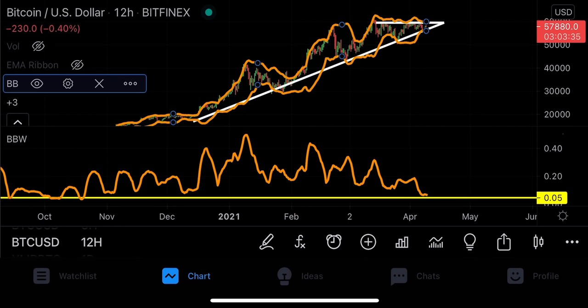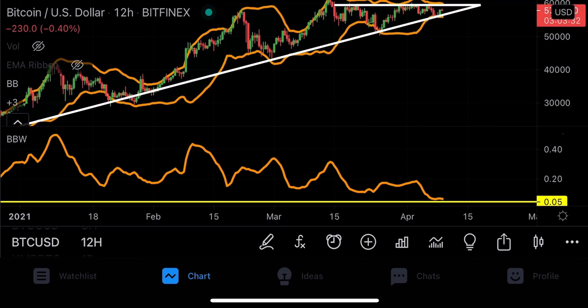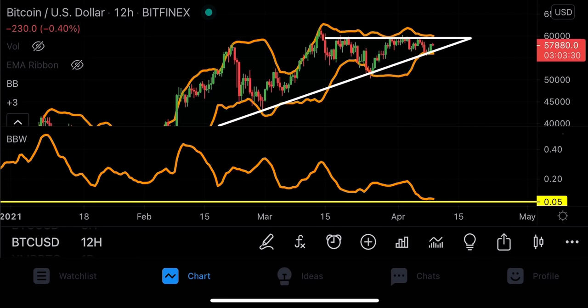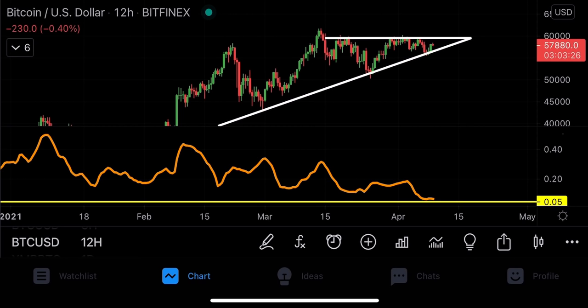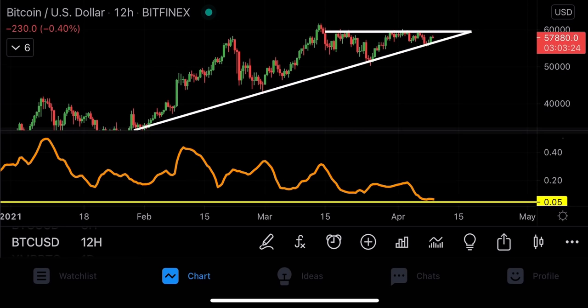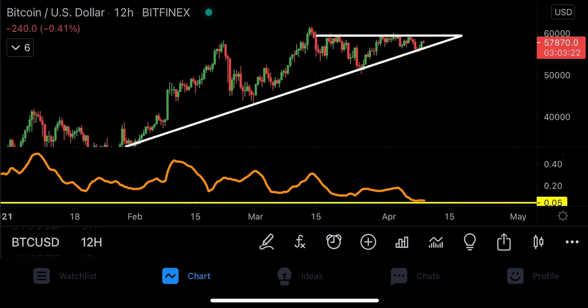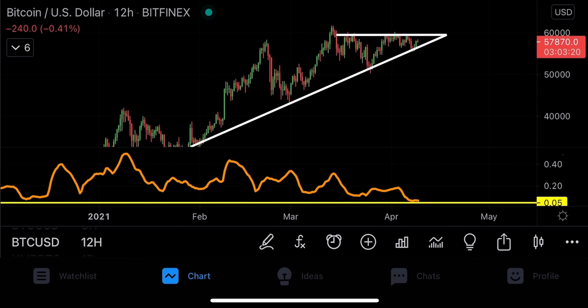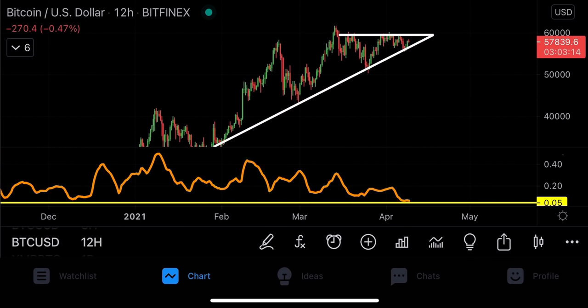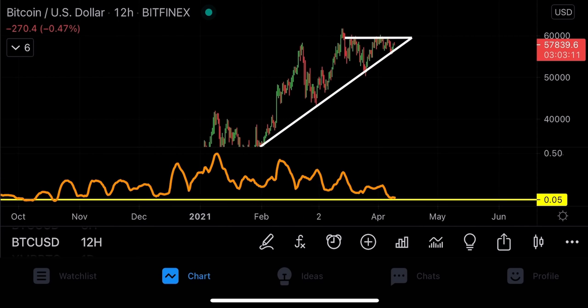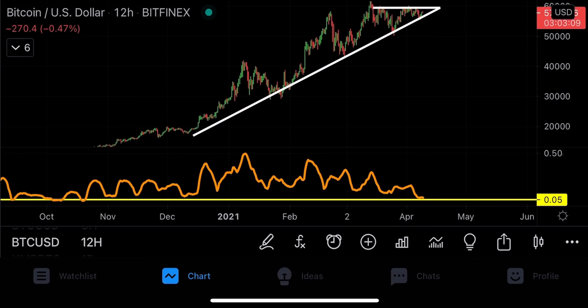Whenever they are squeezing, as they are squeezing right now, we see the Bollinger Bands width decreasing to a level where I consider it important. Whenever we hit the level of 0.05 on the Bollinger Bands width on the downside, this yellow line, this is usually the moment when Bitcoin goes into a crazy volatile move, whether towards the upside or towards the downside, I will tell you.